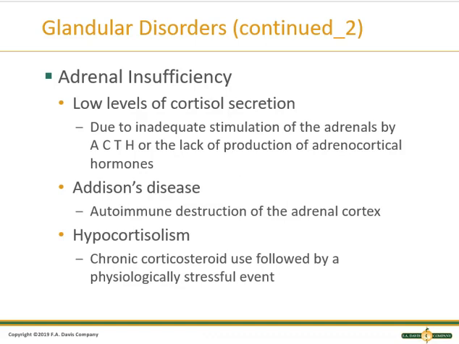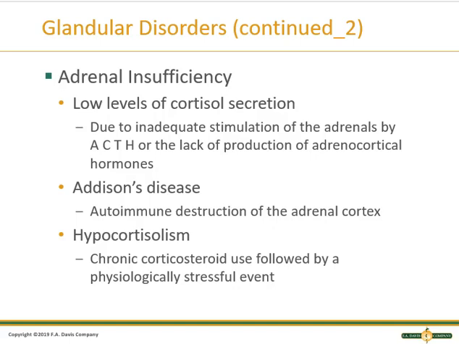Next, let's talk about adrenal insufficiency, and these are low levels of cortisol secretion, where the ACTH from the anterior pituitary or the adrenals are unable to produce the adrenocortical hormones. Addison's disease is also known as a primary adrenal insufficiency, and although it's relatively rare, it results from a failure of the adrenal glands to produce hormones because of the problem in the gland rather than the problem with the pituitary or the ACTH production.